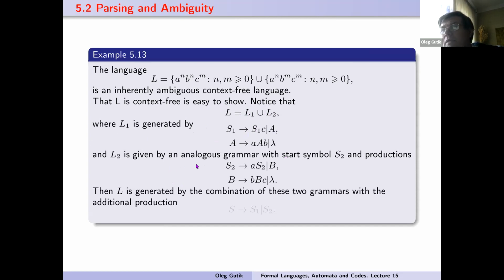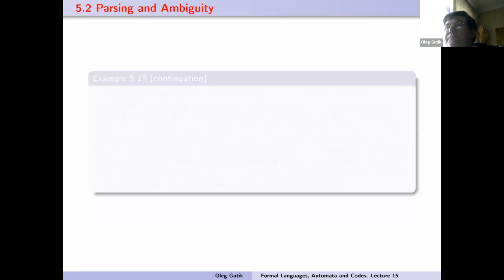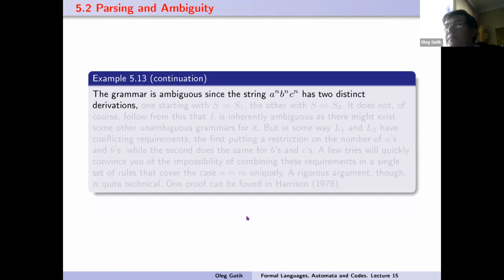Then the language L is generated by the combination of these two grammars with the additional production S into S1 or S2. And the grammar is ambiguous because the string a^n b^n c^n has two distinct derivations, one starting with S onto S1 and the other with S onto S2.